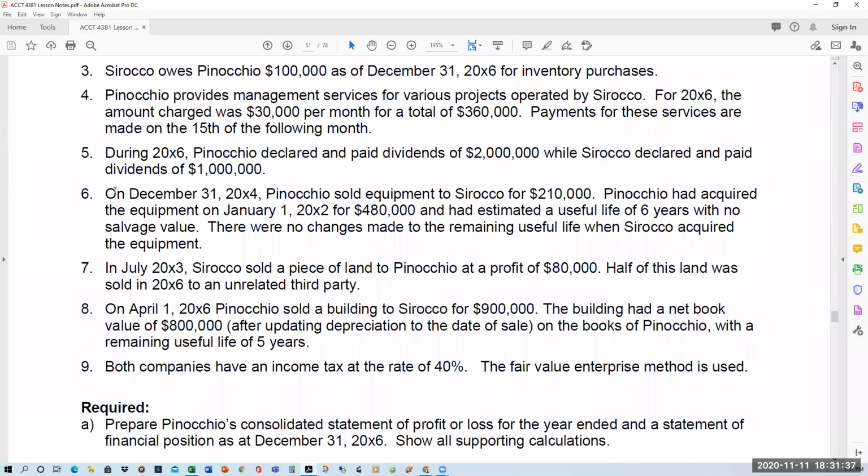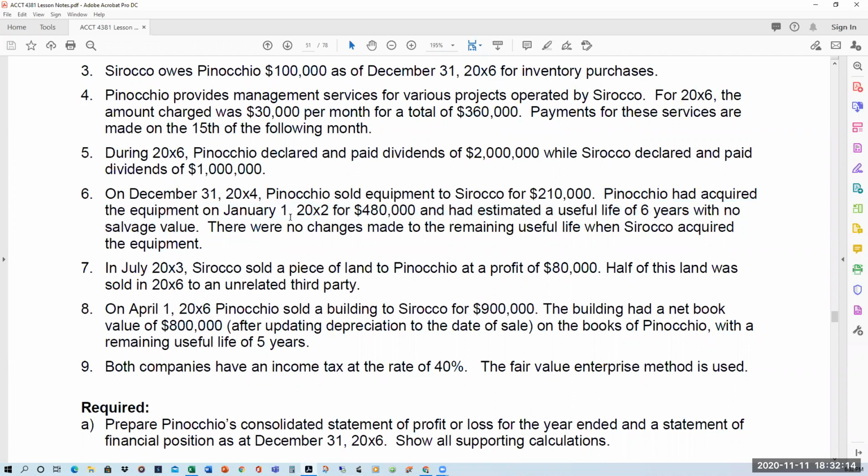Next up, if you look at point number 6, on December 31st, 2004, so it was a prior year, Pinocchio sold equipment to Sirocco for $210,000. Pinocchio had acquired the equipment on Jan 1st, 2002 for $480,000 and had estimated a useful life of 6 years with no salvage value. So 480,000, if you divide that by 6 years, you get an annual depreciation amount of $80,000.